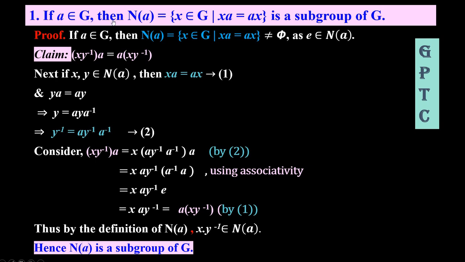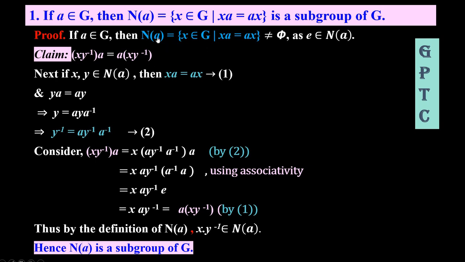So if A belongs to G, then N of A, which is this collection, is a subgroup of G. When you write the proof, even if this is not given in the question, you are supposed to write what N of A is. It is all those X in G which commute with A. This has to be written, and only then do you proceed. Now whenever we try to prove a subcollection to be a subgroup, first of all we have to show that it is non-empty. Only for a non-empty subset can we check whether it is a subgroup or not.